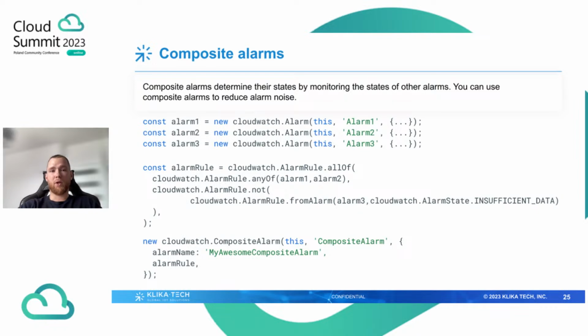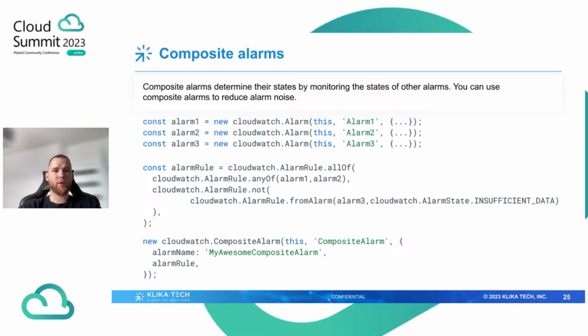If you have multiple alarms, you can consider creating a composite alarm. Composite alarms allow users to monitor the states of other alarms and determine their own states based on the results of these evaluations. This can be useful for reducing alarm noise and avoiding unnecessary alerts. A composite alarm consists of a rule expression, which is used to determine its state based on the states of other alarms. You can use logical operators such as AND, OR, and NOT to create complex expressions that monitor multiple alarms.